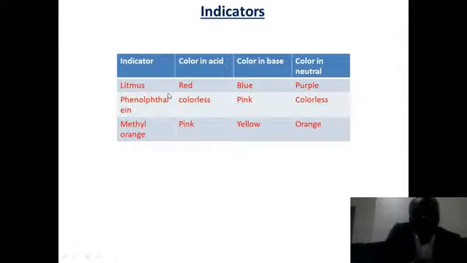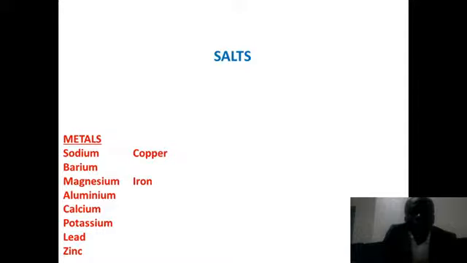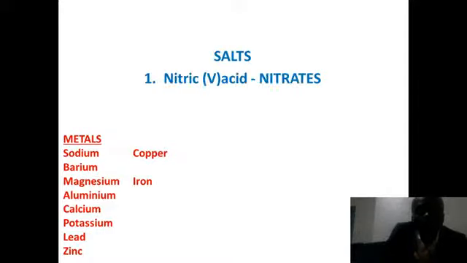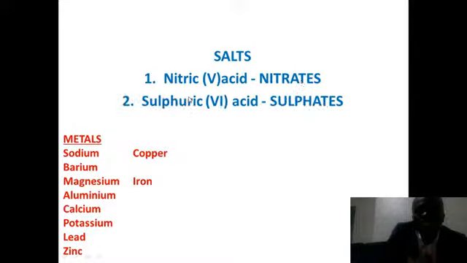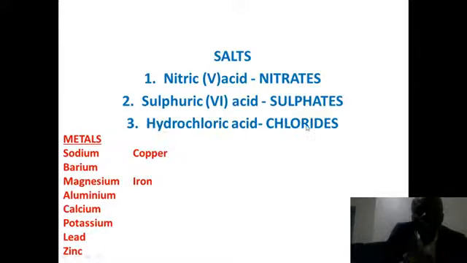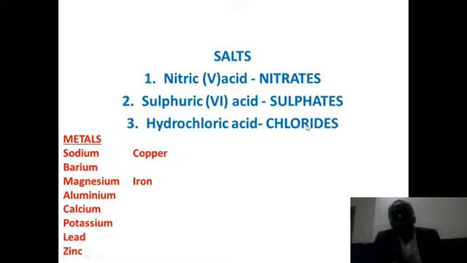Next, from indicators, we come to a list of salts. How do you derive salts? Salts can be derived in this manner. Nitric(V) acid produces a large group of salts which is called nitrates. Then we have sulfuric(VI) acid that produces a large group of salts which are called sulfates. And then lastly, hydrochloric acid produces a large group of salts which are called chlorides.